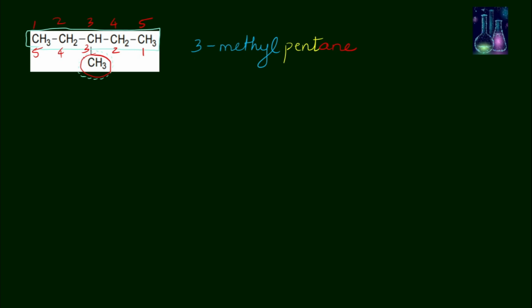3-methyl is your prefix, the substituent. Pent indicates the longest carbon chain, the parent or the root word, and ane indicates the carbon-carbon single bond, the functional group. Let's move on to our next example.